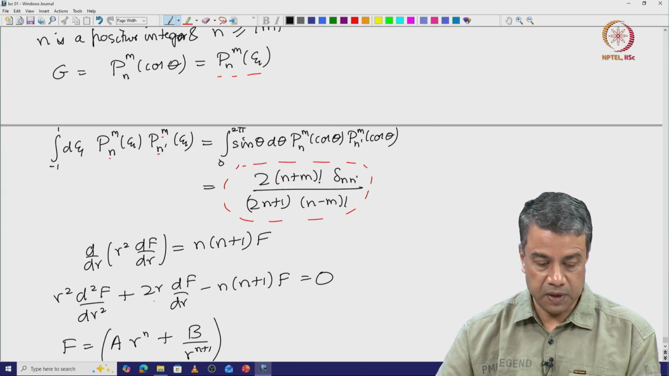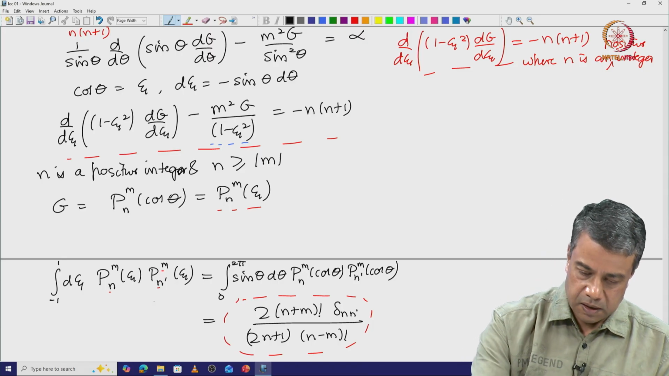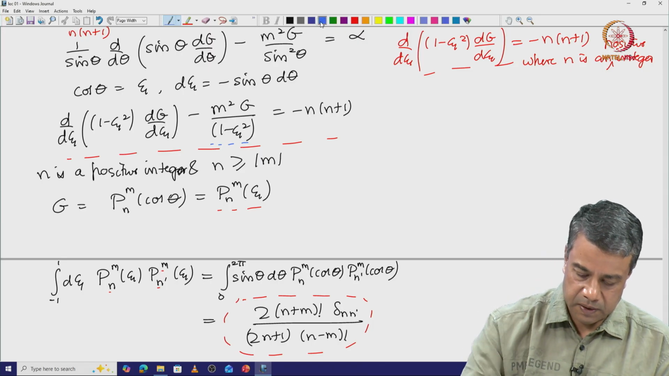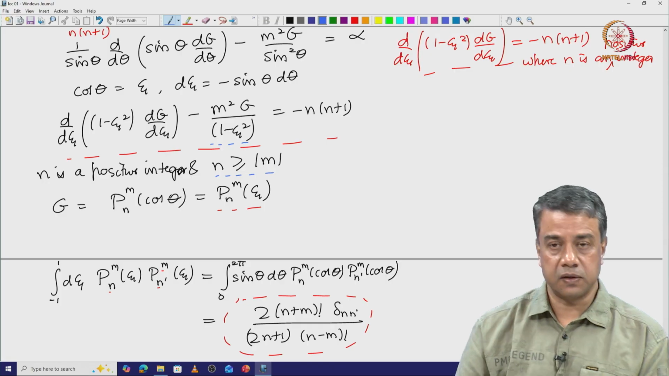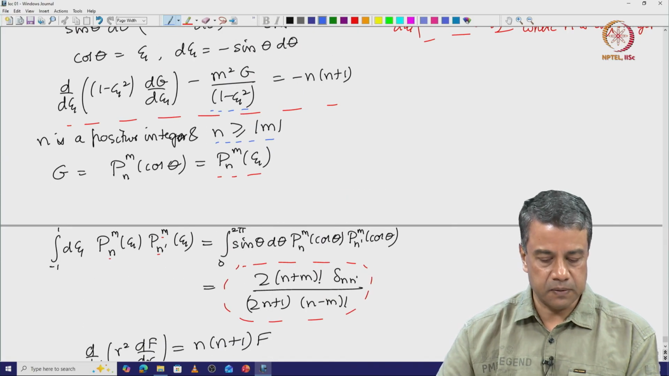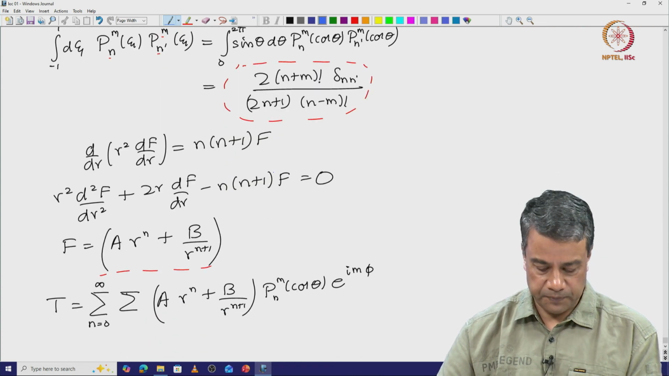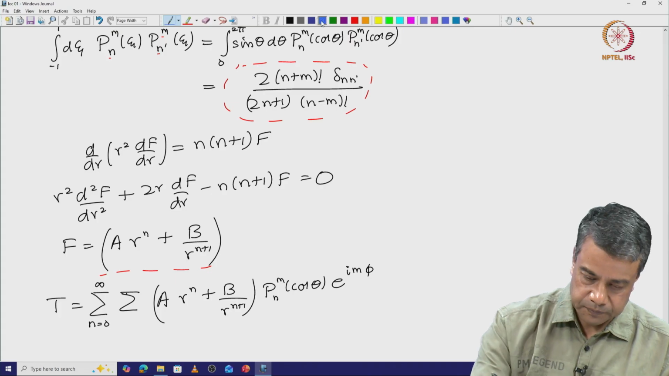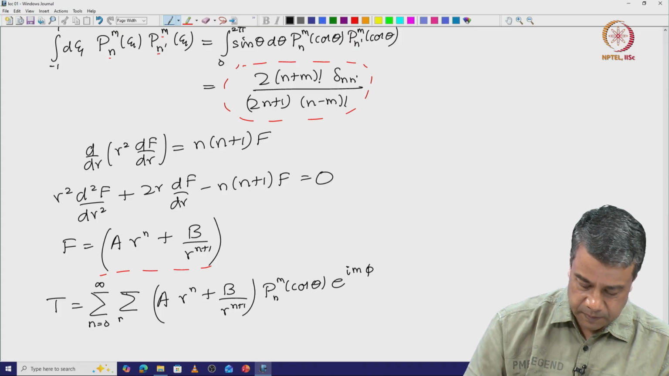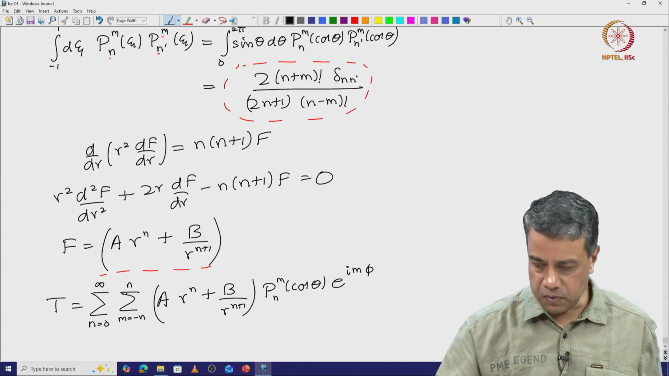However, for m we had the condition that for the series to be finite, we required that n has to be greater than or equal to m. So, therefore, m can only go from minus n to plus n.